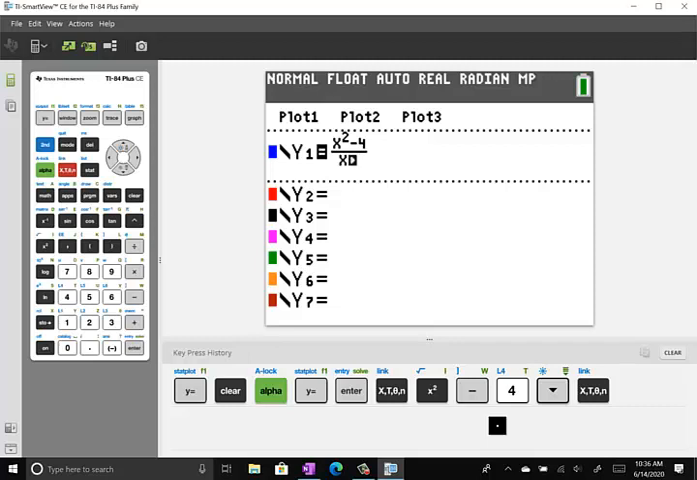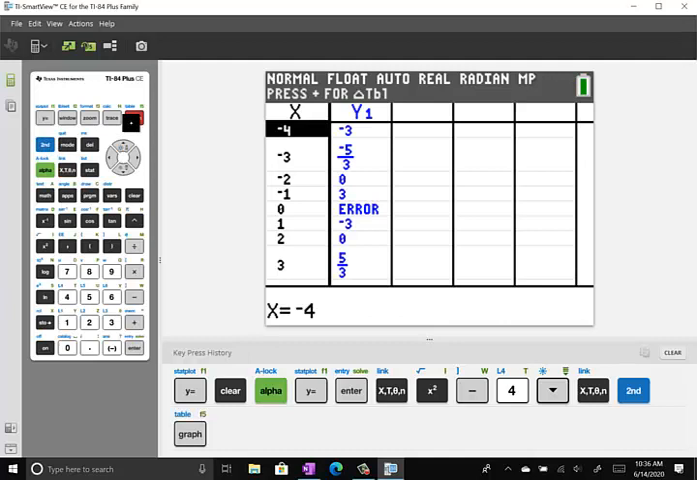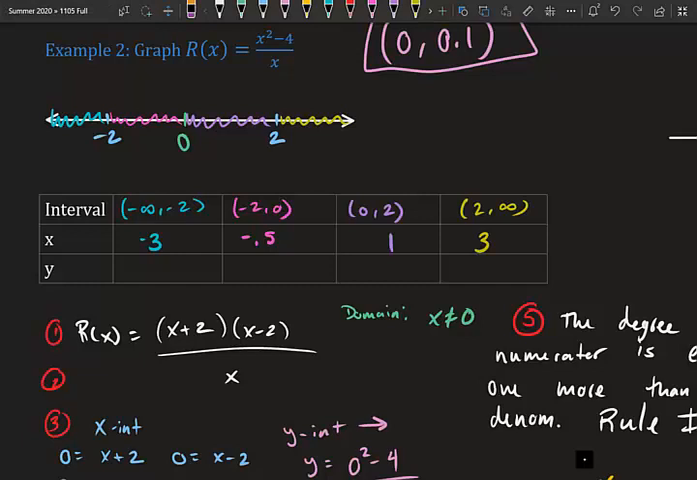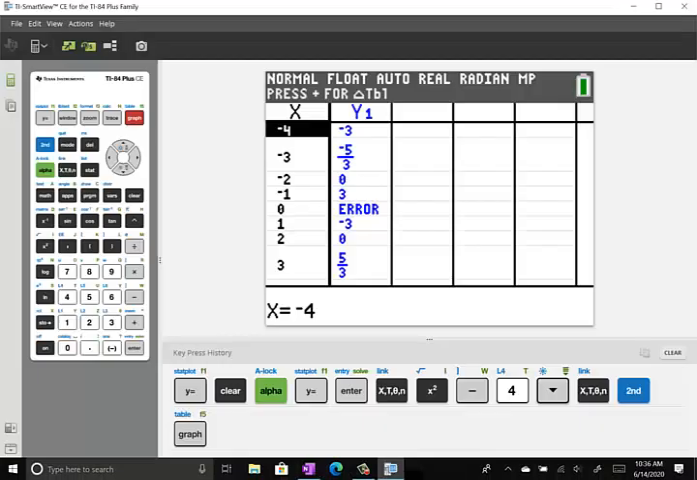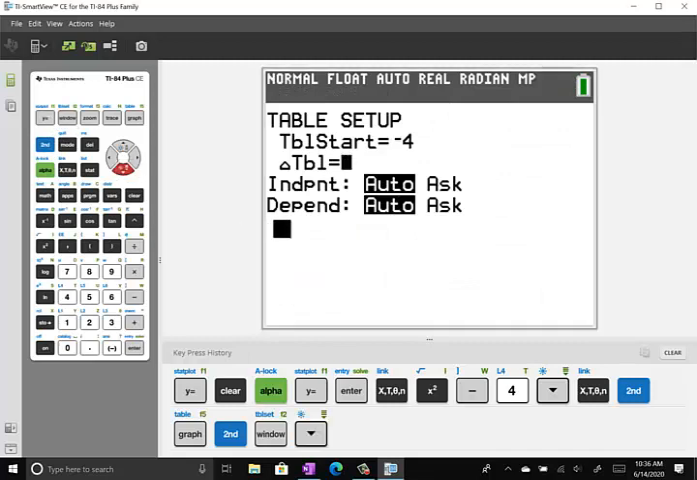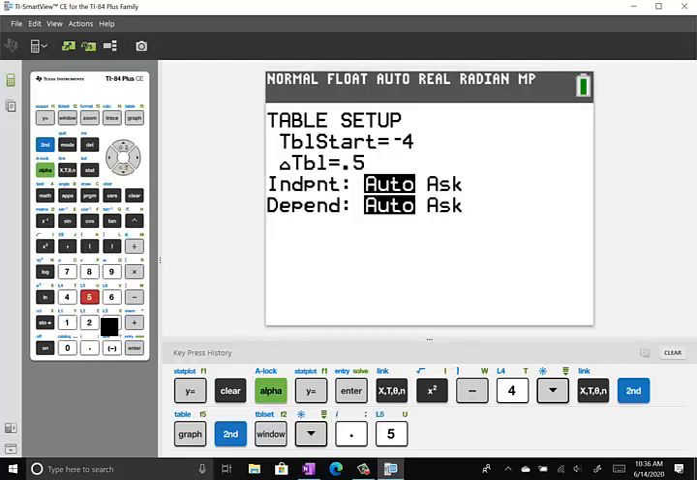All right, now that we have that, we're going to hit second table. But you're going to see on the table, how am I supposed to get to -0.5? We chose -0.5. How can I see it? That's why I'm showing you this example. That's why I chose -0.5. So we need to have it change by 0.5. So hit second window. See how it has triangle TBL? That actually means delta TBL, or average rate of change for the table. So we need it to change by 0.5 every time.